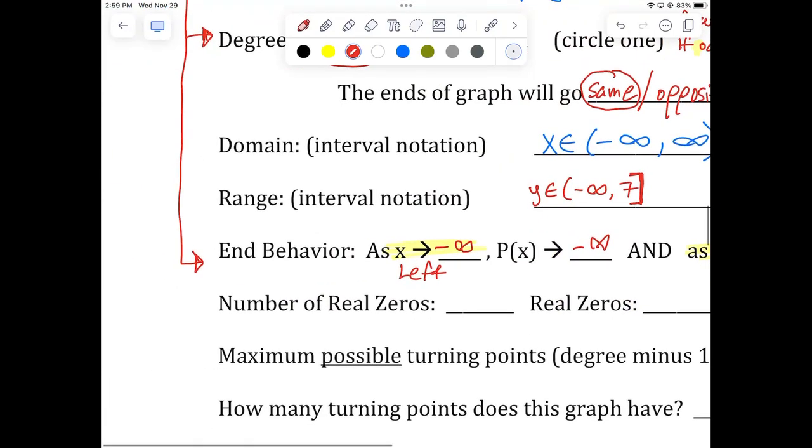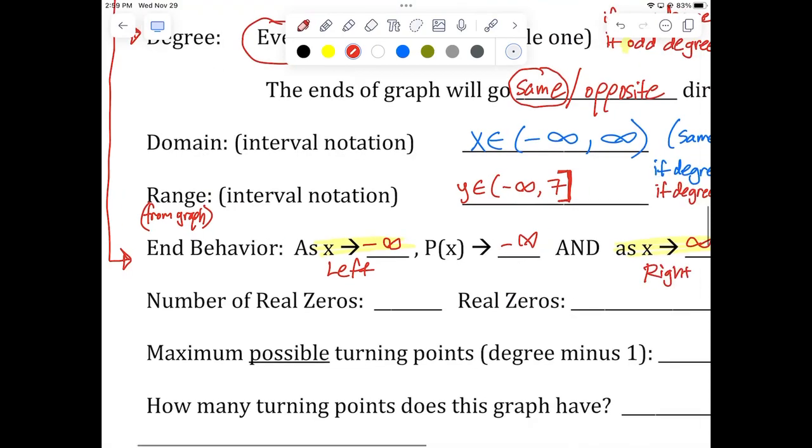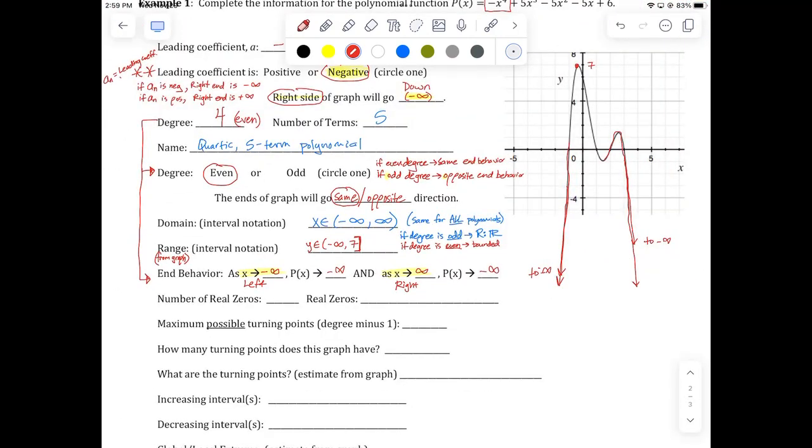And you get the range, by the way, from the graph. There's no way for y'all to get the range from the equation. So if I'm asking you for the range, you're going to be given the graph. So that should be a pretty easy question. If I don't give you the graph and I ask you for the range, it's probably because it's going to be an odd degree function. Keep that in mind.